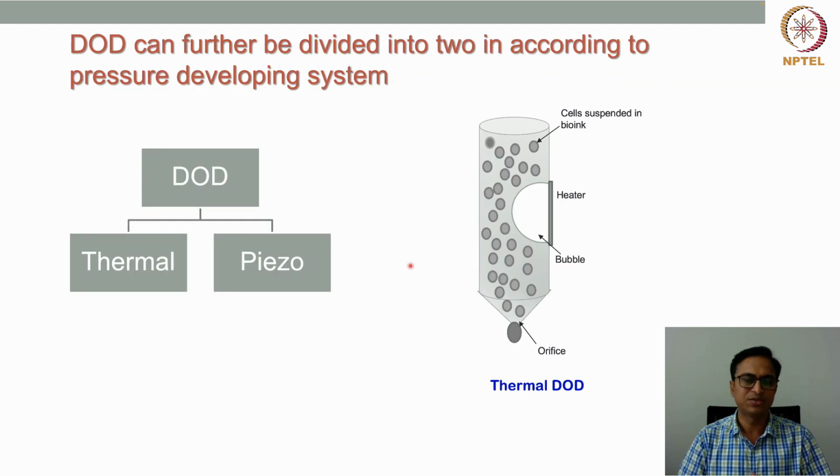We'll see how the droplet is generated in this kind of drop on demand system. Again, this drop on demand system can be divided into two different types based upon the pressure developing system. That means whenever the signal is given, a pressure pulse is created and then the droplets are generated. Those two are thermal based or piezoelectric based. In case of thermal, the first one, what happens? Suppose this is a single nozzle that is lined up within the print head, right? So this is just a single nozzle.